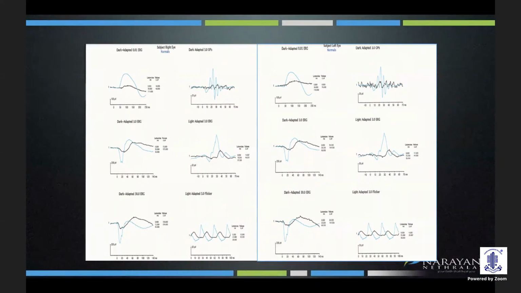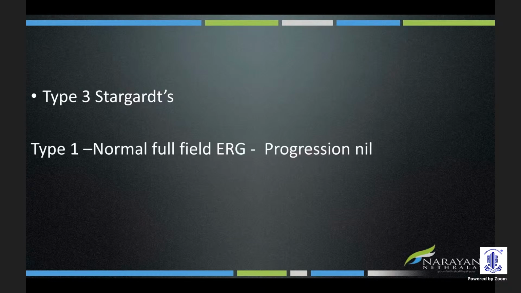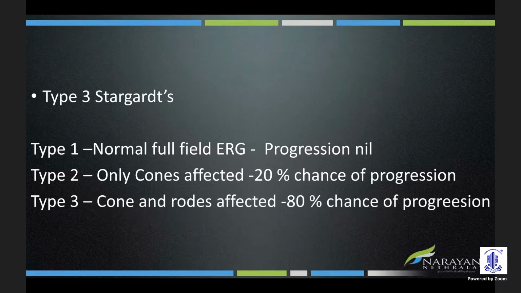You might ask me, sir, it's already diagnosed as Stargardt's. Why do we need to do an ERG? In what way is it going to be useful? The reason being, Stargardt's can be of three types, and our patient belongs to type 3 Stargardt's. I will tell you why. In type 1 Stargardt's, the full-field ERG is normal, in which case the chances of progression are nil. In type 2 Stargardt's, only cones get affected and there will be 20% progression. In type 3, as in our patient, the cones and rods both get affected, in which there is an 80% chance of progression.